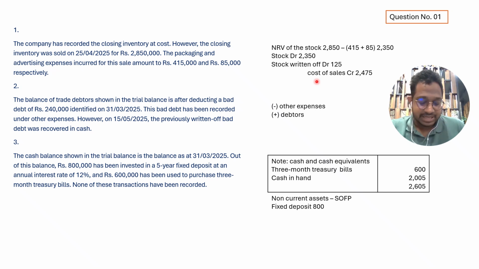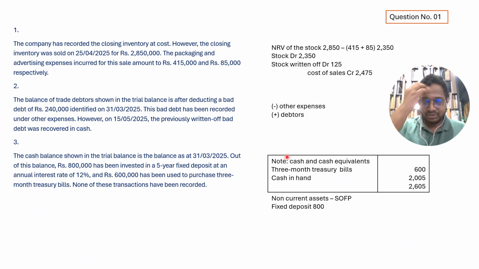And the second adjustment: the balance of trade debtors shown in the trial balance is after deducting bad debts of 240,000, identified on 31st March 2025. And these bad debts have been recorded under other expenses. Normally you put bad debts under distribution expenses, but in this case, they recorded bad debts under other expenses. But the case is, after the reporting period, on 15 May 2025, the previously written off bad debts were recovered in cash. So you have to reverse the bad debts entry here.